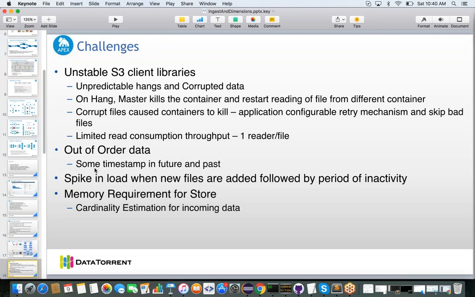I think memory requirement for the in-memory store became a challenge as we went along. Cardinality estimation for incoming data became critical, because over a period of time you will have more and more unique combinations, and you have to store them separately in the store. I mean, in a partitioned way in the store.